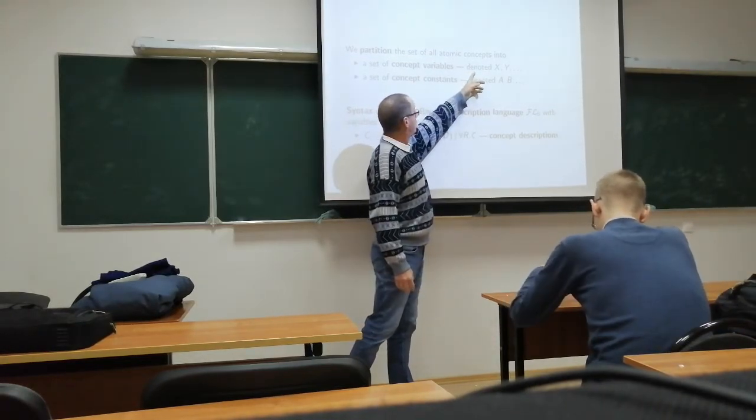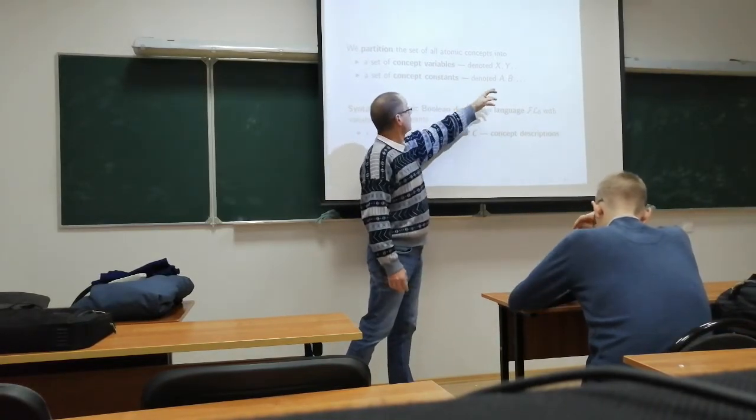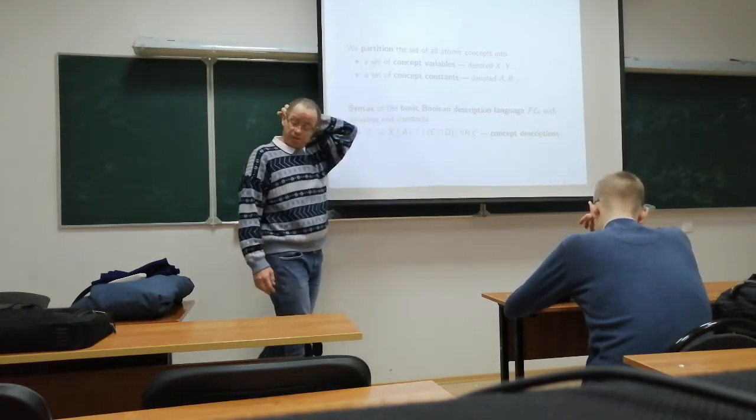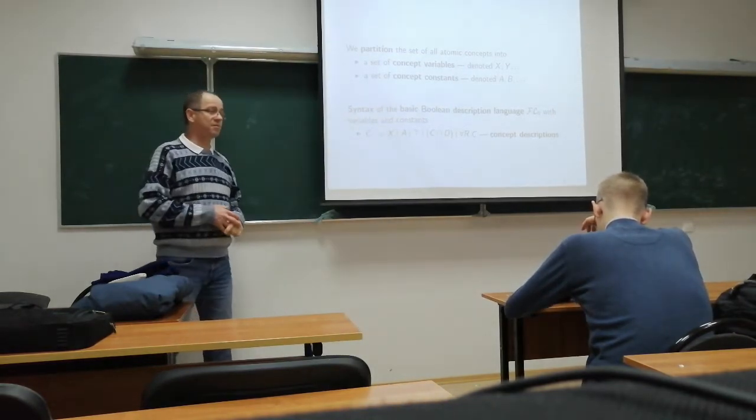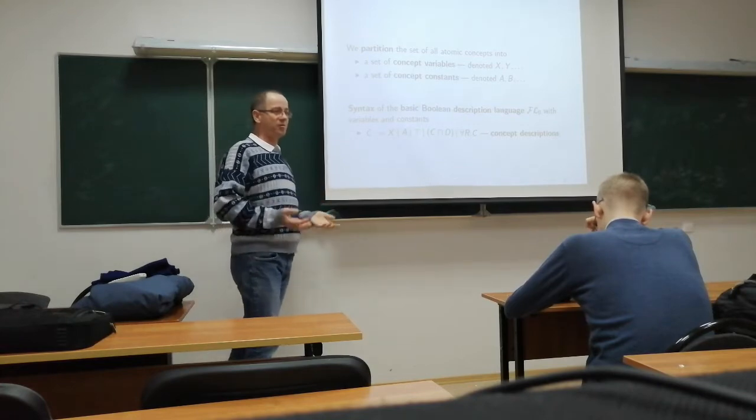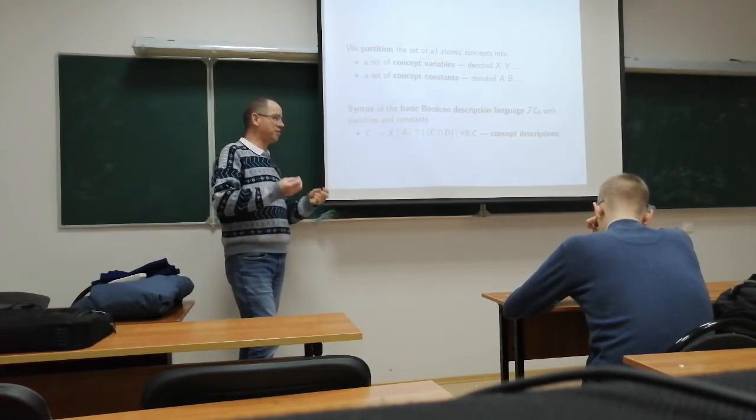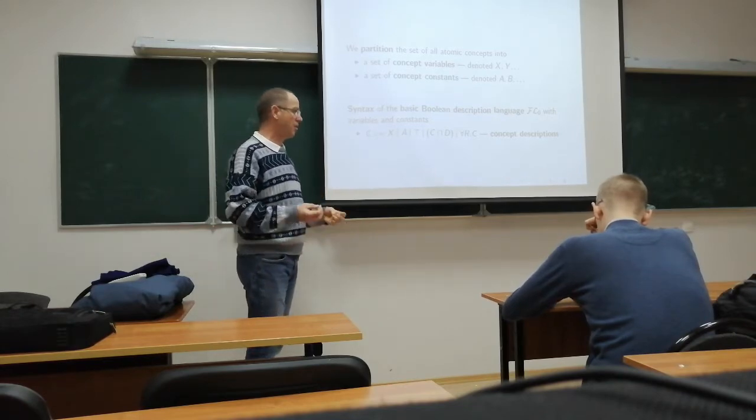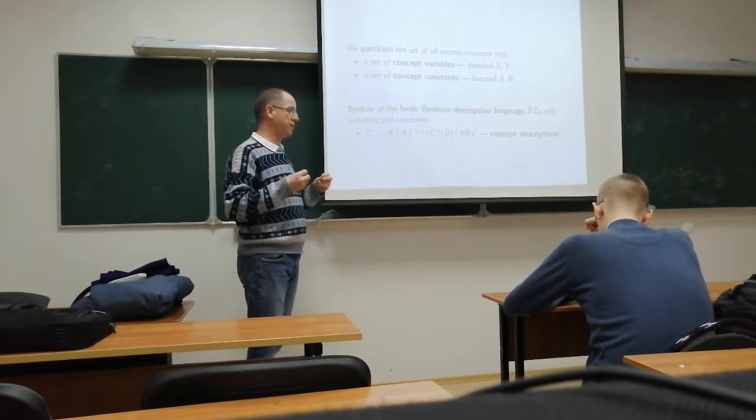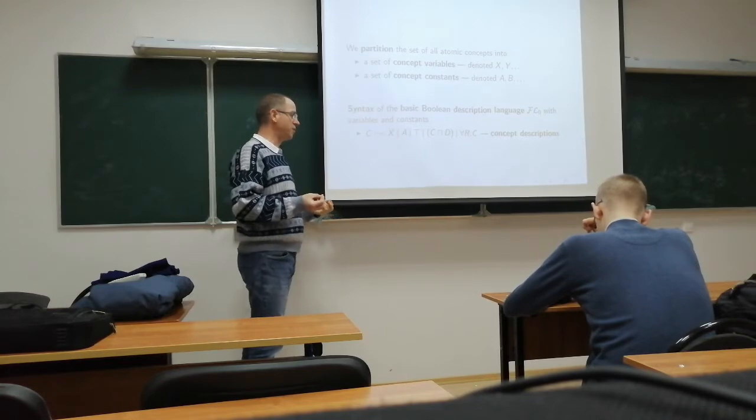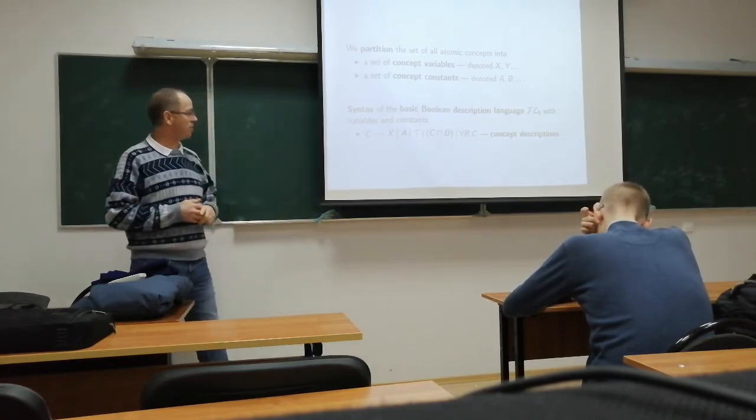Atomic concept variables and concept constants. Because otherwise, if there is no variable, there is no unification problem at all. The unification problem consists in finding the appropriate substitution which will make two things equal. If there is no variable to be substituted, there is no unification problem.